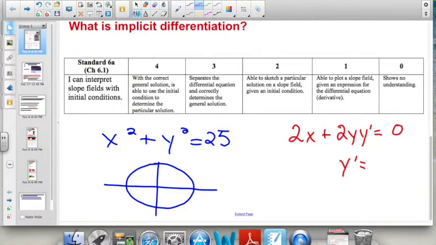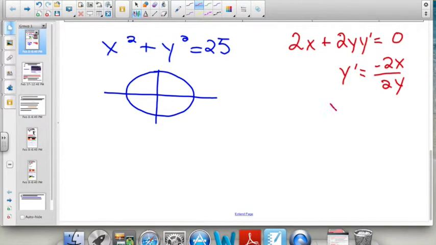And the expression for our derivative is what? Close. Negative x, right? It's negative 2x over 2y. Yeah, and it reduces to negative x over y. Okay? And so we got this expression for the derivative. It was messy. It had an x and a y in it.